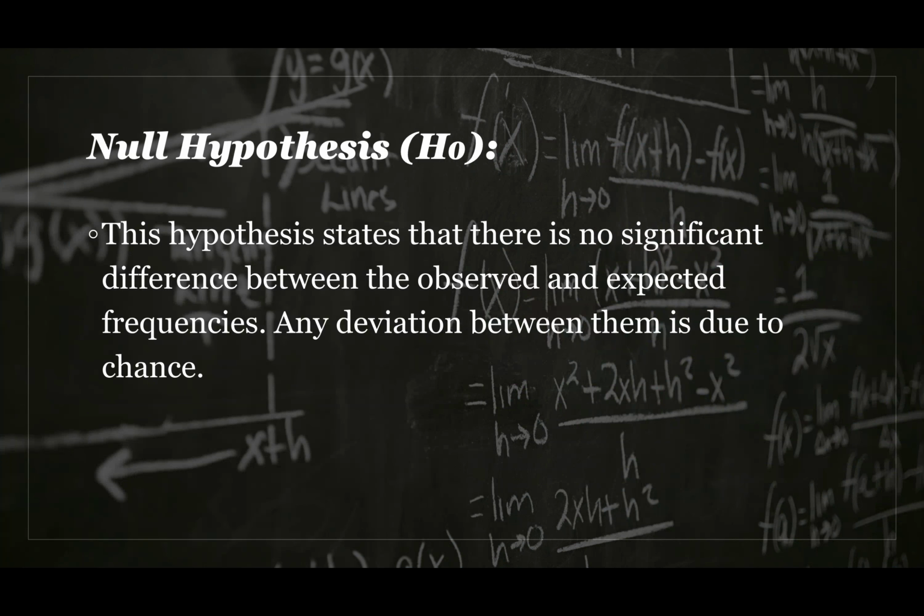Now the null hypothesis. This hypothesis states that there is no significant difference between the observed and expected frequency. Any deviation between them is due to chance. Make sense? The only differences are due to chance.